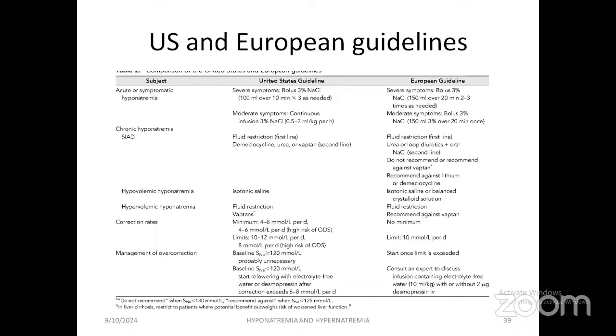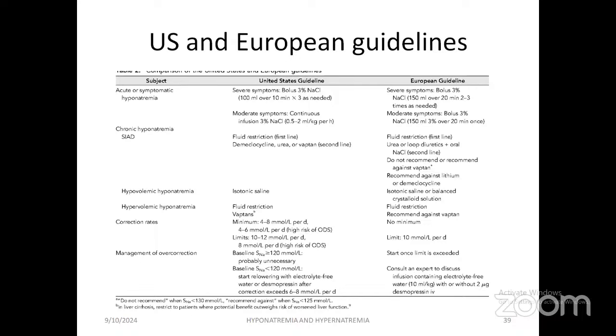Coming to correction rates, in US guidelines, the minimum is 4 to 8 millimole per day, and the limits are 10 to 12 millimole per day. In European guidelines, the limit is 10 millimoles per day. Coming to management of overcorrection, if the baseline is greater than 120 millimole per liter, then it is probably unnecessary.